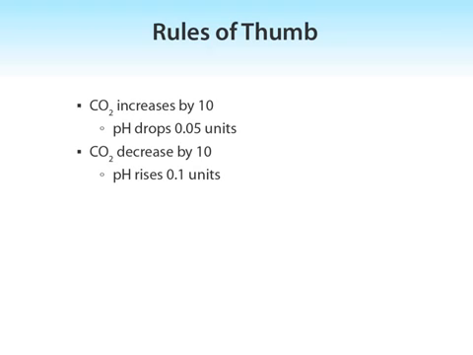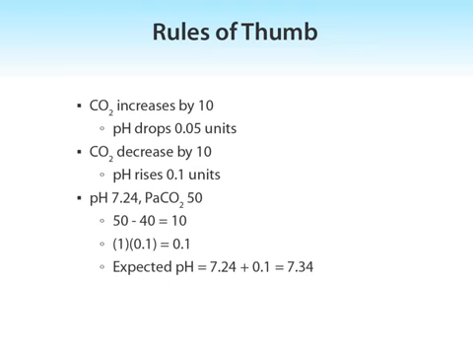Some techs and clinicians simplify and combine the ratios. For every 10 change in carbon dioxide, the pH changes by 0.07 units. Using the numbers from Barish, we could predict that decreasing carbon dioxide from 50 to 40 would increase the pH by 0.1 units. This should raise the pH from 7.24 to 7.34. The rules of thumb give us the knowledge that fixing or controlling the patient's ventilation will adequately normalize pH.